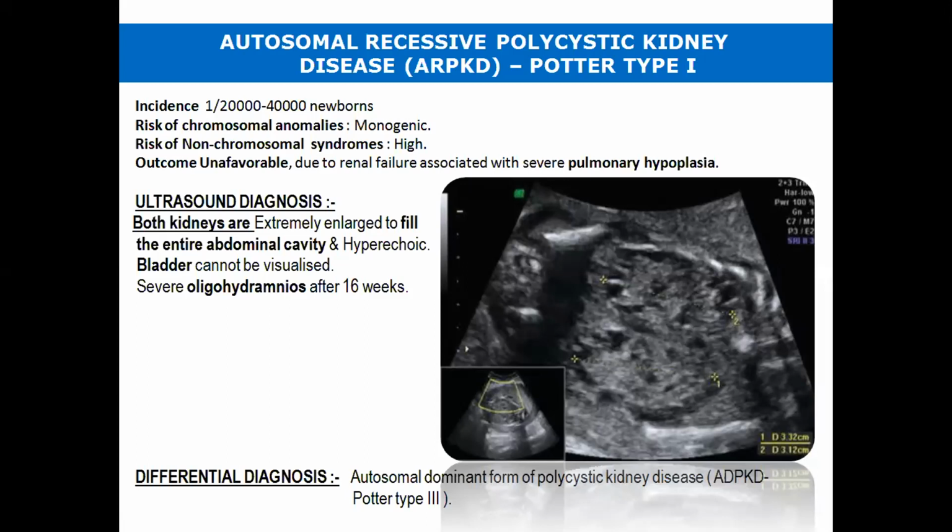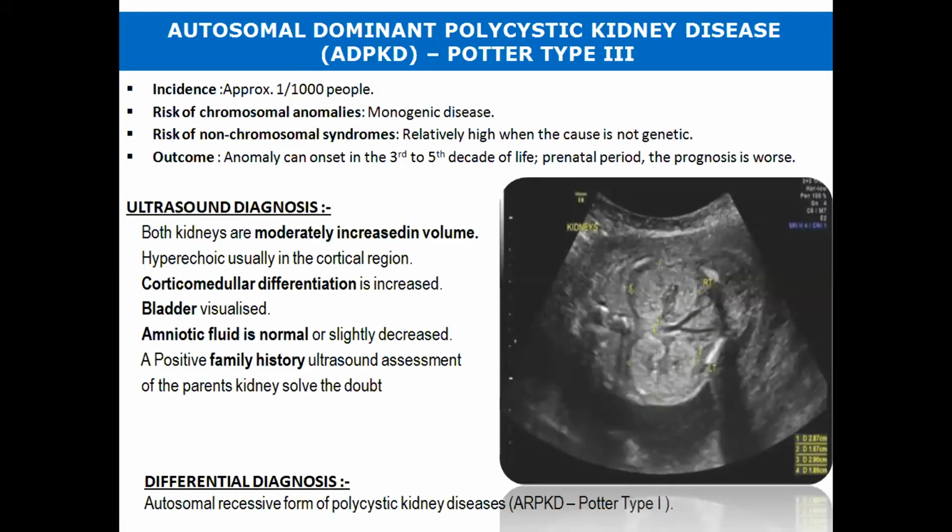Sometimes you have to differentiate with the autosomal dominant variety, autosomal dominant polycystic kidney disease. This is Potter type 3, 1 in 1,000 people. Both kidneys are moderately increased in volume, and you're getting increased corticomedullary differentiation. The bladder is visualized, the amniotic fluid is normal, and positive family history is present. When there is doubt, the parents' kidneys can be examined. It manifests in the 3rd to 5th decade of life. The prenatal prognosis is not good.